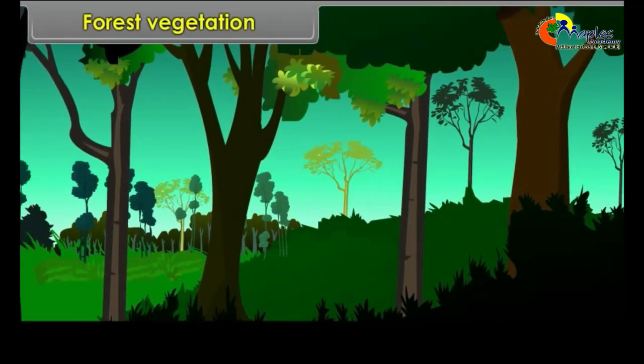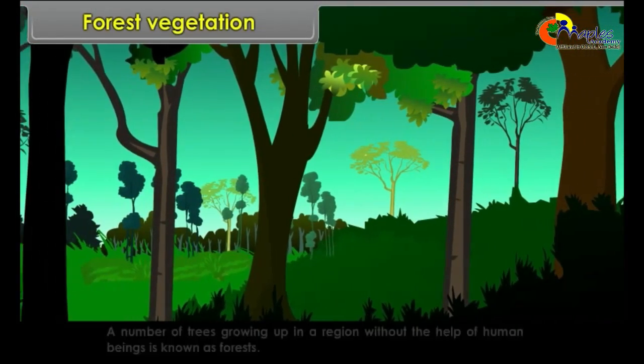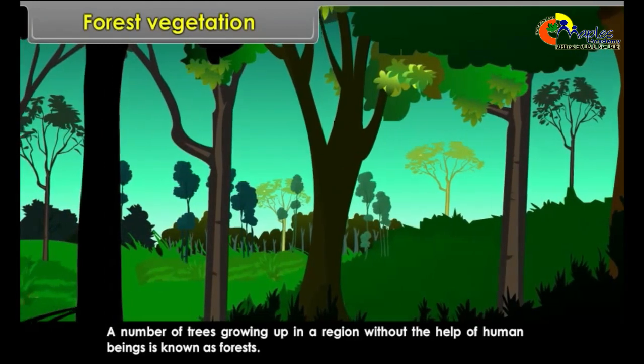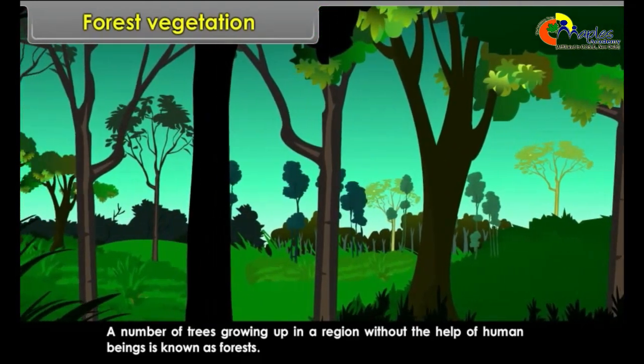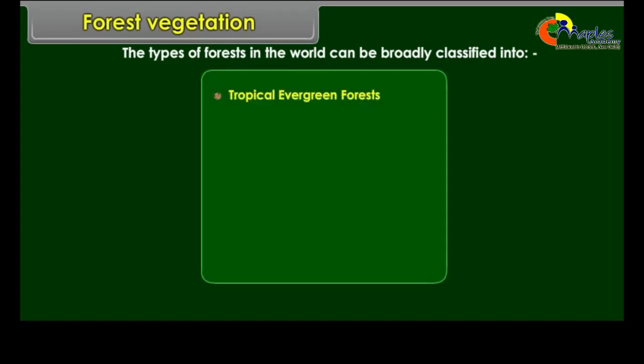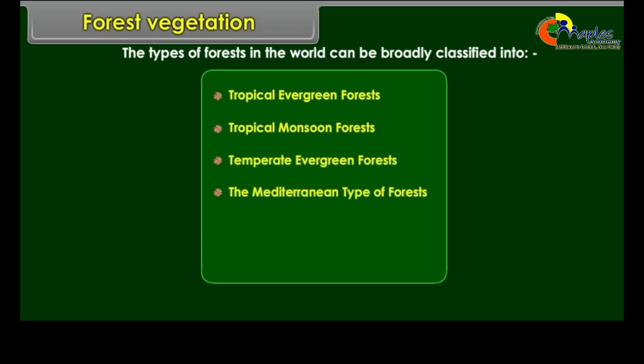Forest vegetation. A number of trees growing up in a region without the help of human beings is known as forests. The types of forests in the world can be broadly classified into tropical evergreen forests, tropical monsoon forests, temperate evergreen forests, the Mediterranean type of forests, temperate deciduous forests, and coniferous forests.